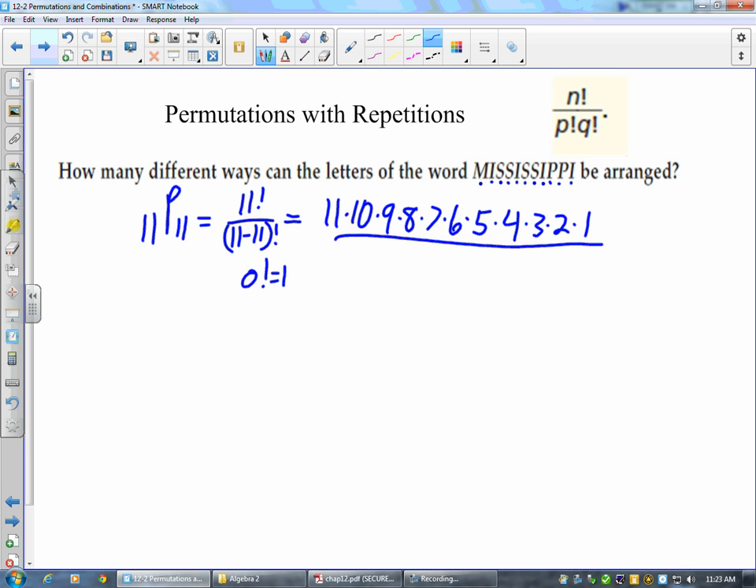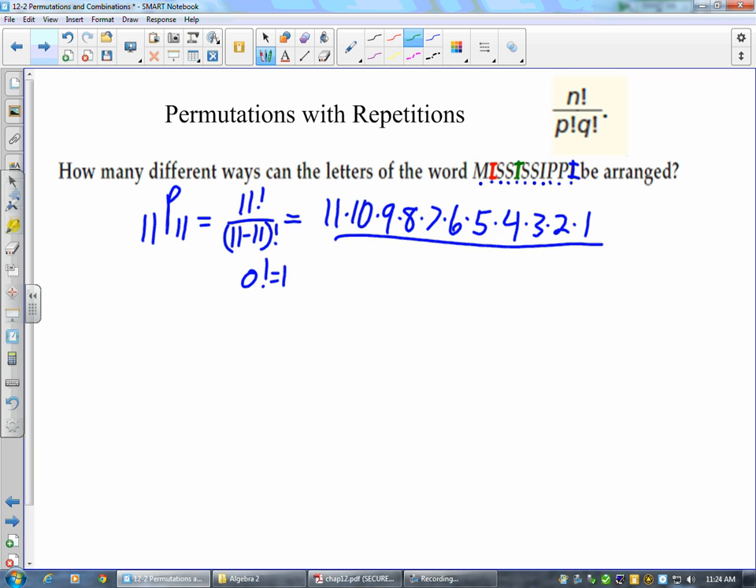Again, order matters. But the problem with Mississippi is if I have this I and this last one over here, which is a blue I, and I switch them, technically that is one of the options for rearranging the letters. But it's going to spell the same exact word, and if I use black letters, I won't be able to tell. So when there's repetitions, we need to divide out those repetitions.